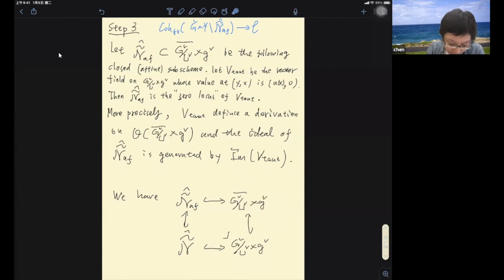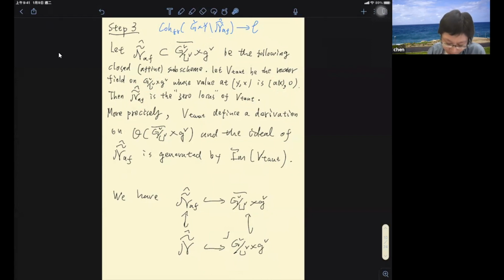So first, there's a tautological vector field on the product, whose value at the point (y, x) is given by the action vector field a_x at this point. Namely, on the product there's a canonical action vector field, because the second factor acts infinitesimally on the first factor. And this affine subscheme is basically the zero locus of this canonical vector field.